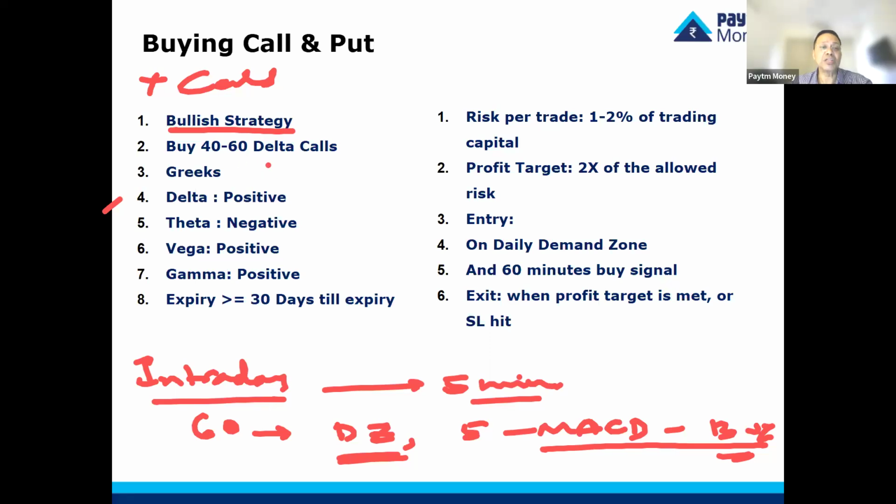So what are the things that you need to look at? First, when you are taking a bullish buy call, always prefer to buy an ATM call option. The ATM call option's delta is 0.5.